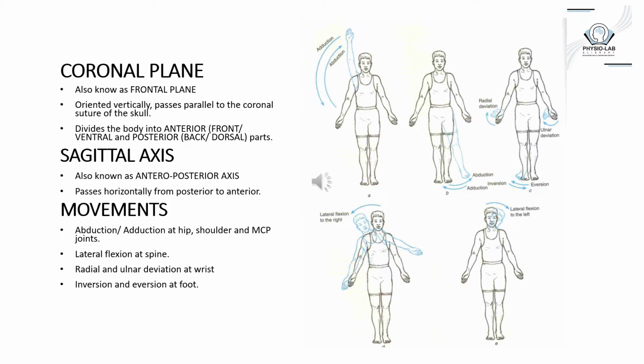The movements that occur in the coronal plane around the sagittal axis are abduction and adduction at the hip joint, shoulder joint, and metacarpophalangeal joints. Lateral flexion at the spine, radial and ulnar deviation at the wrist joint, inversion and eversion at the foot.